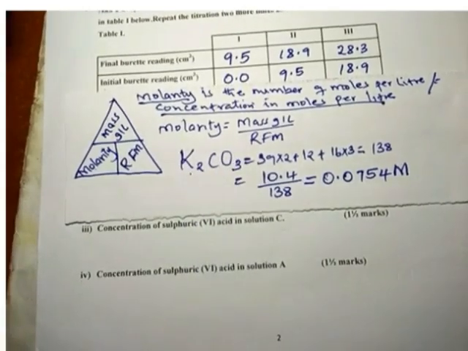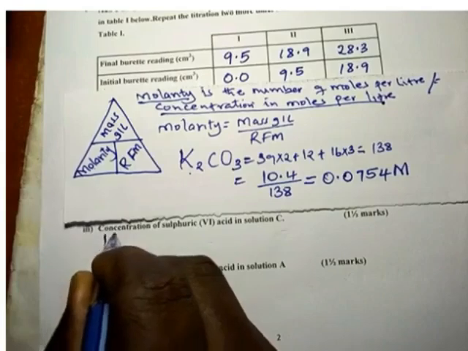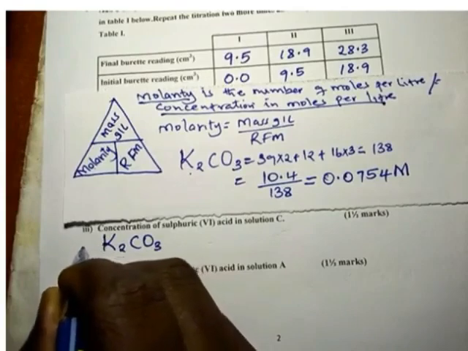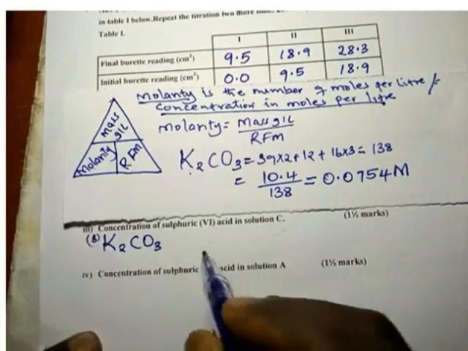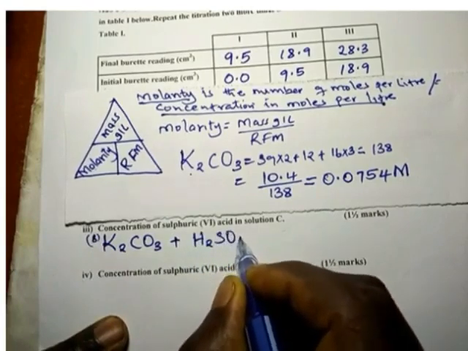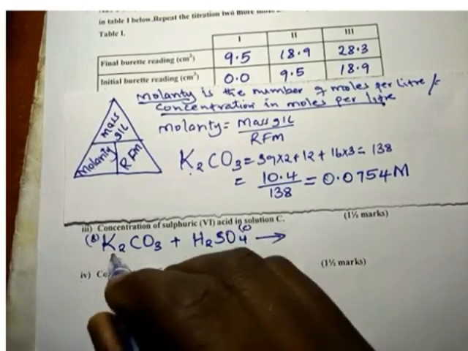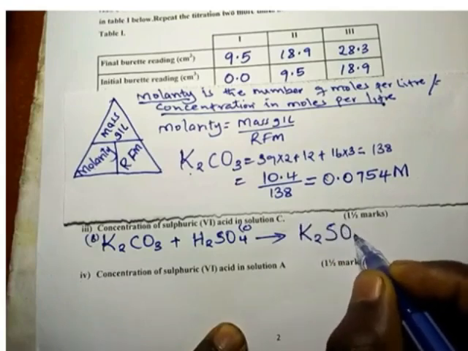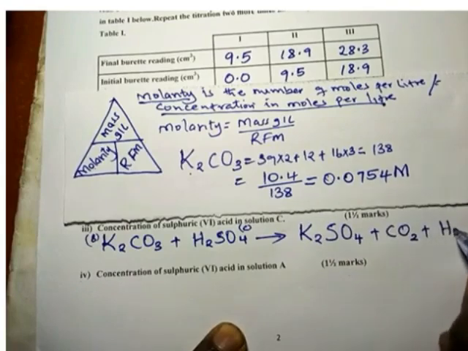So that's where we start. First, write the equation of the reaction that took place. The reaction was between potassium carbonate, which is solution B, reacting with sulfuric acid, solution C, very important to note. So this will form potassium sulfate plus carbon dioxide plus water.